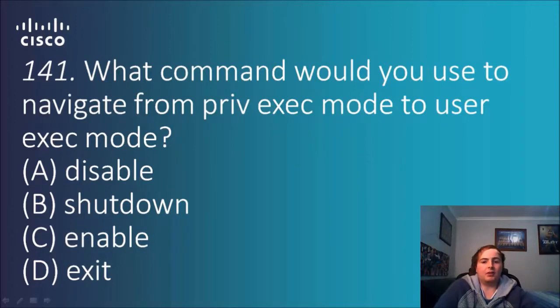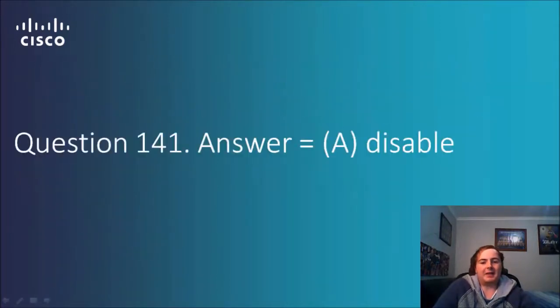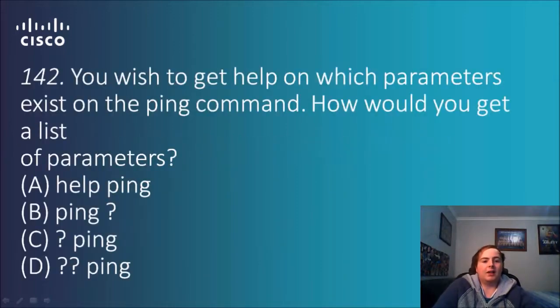141, what command would you use to navigate from priv exec mode to user exec mode? Well, enable is to get into privilege exec mode. So if we do the inverse of that, the answer would be A, disable. When you log into the router first after the initial stages, you'll just have a greater than sign. Enable will get you into privilege exec mode, and disable will get you out of that. So it's just the inverse.